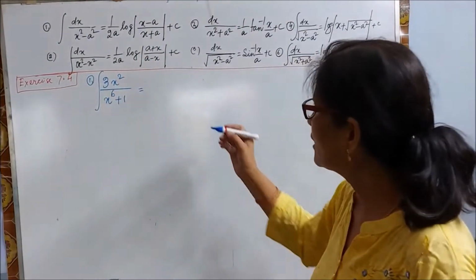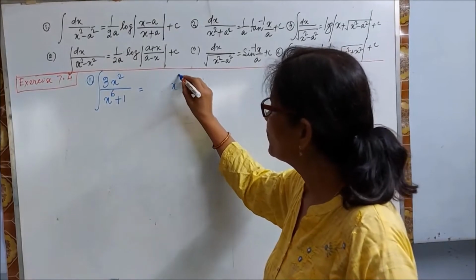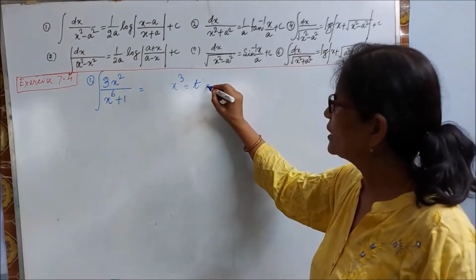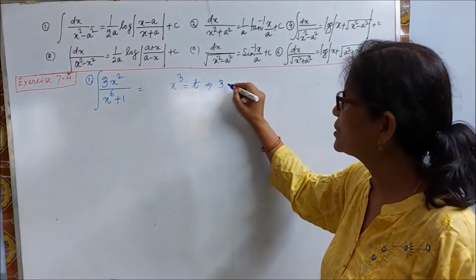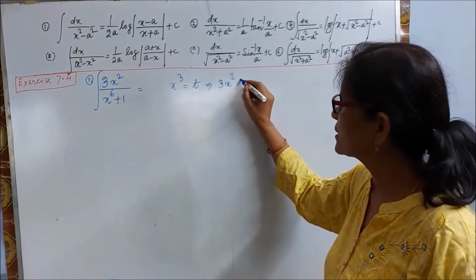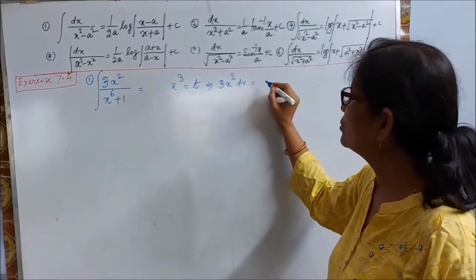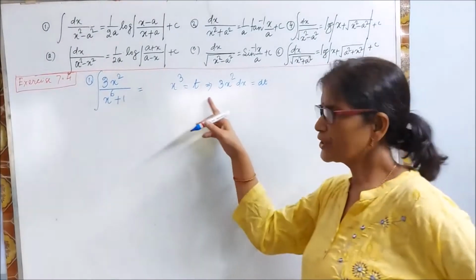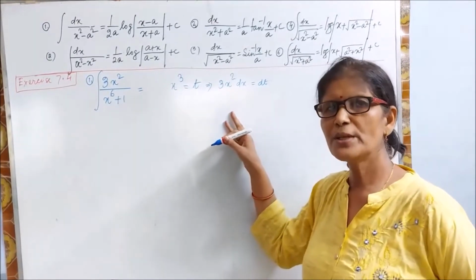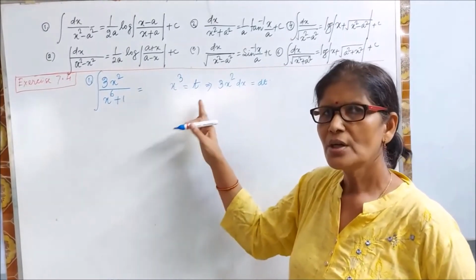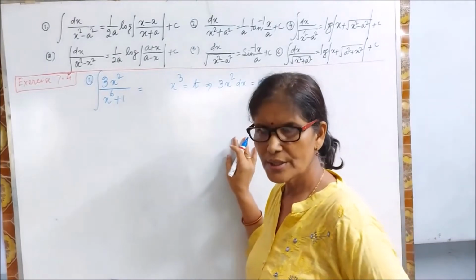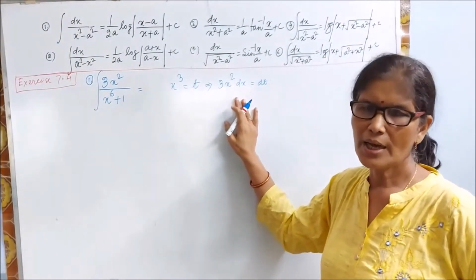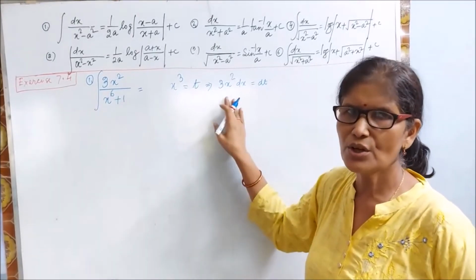So what I will take? I will write x cube is equal to t. Then what does it mean? It means that 3x square dx is equal to dt. I hope you followed this. If you cannot follow, please go to watch my video how to integrate using substitution. There it is clear everything. I hope everybody is clear about this concept.